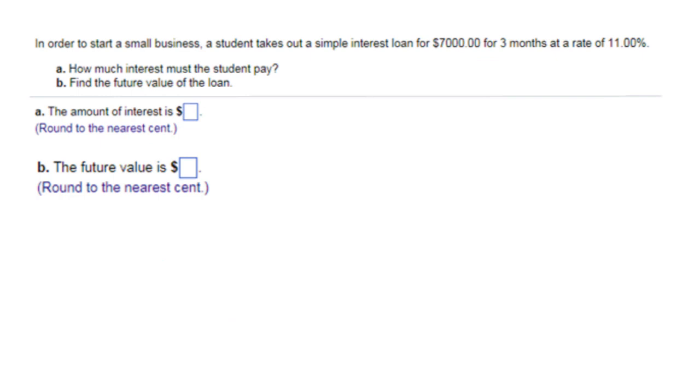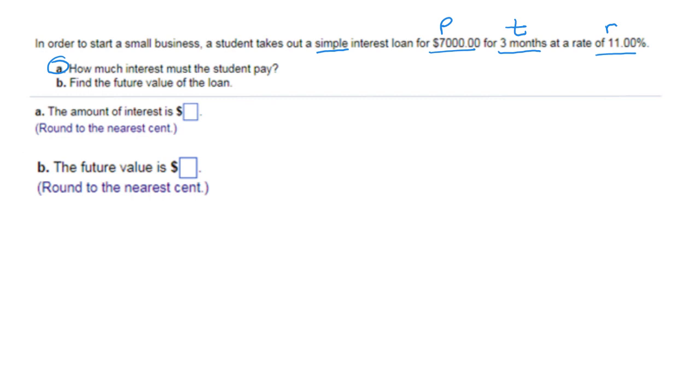In order to start a small business, a student takes out a simple interest loan for $7,000. That's obviously my P, for 3 months. There's my time. And at a rate of 11%, R. Part A, how much interest must a student pay? Part B, find the future value of the loan.